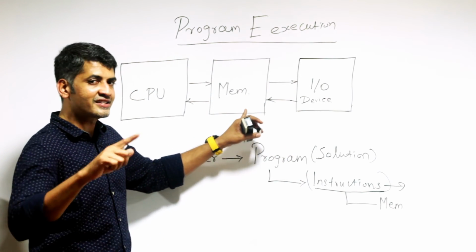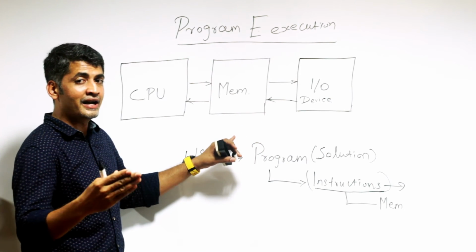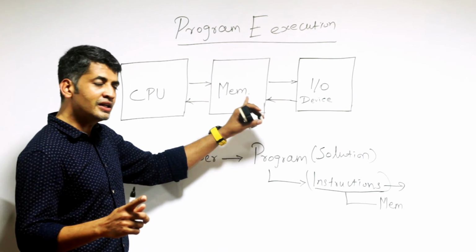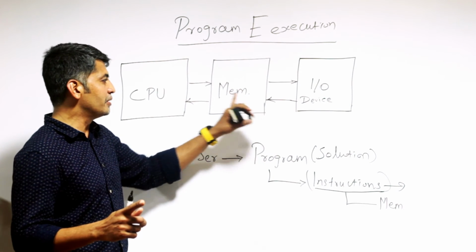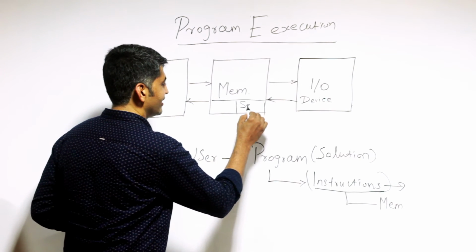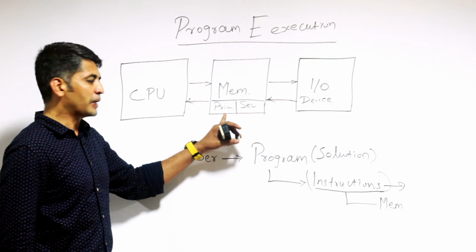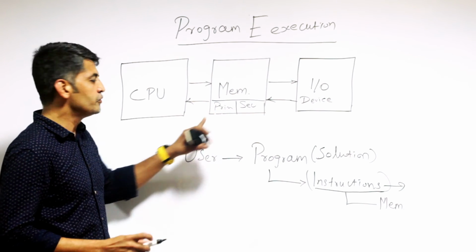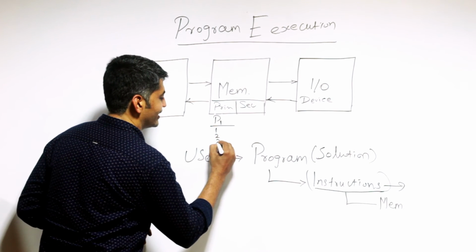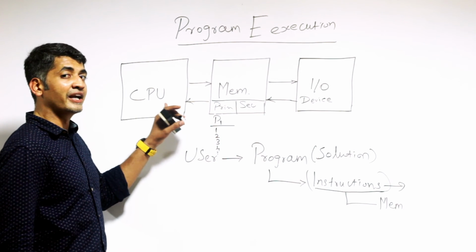The program will be stored in the secondary memory. If the user gives the execution command for the particular program, it will be transferred from the secondary memory to the main memory. Here you can consider two things: this is the secondary memory and this is the primary memory. From the primary memory, taking program 1, a number of instructions will be there, and instruction by instruction it will be executed by the CPU.